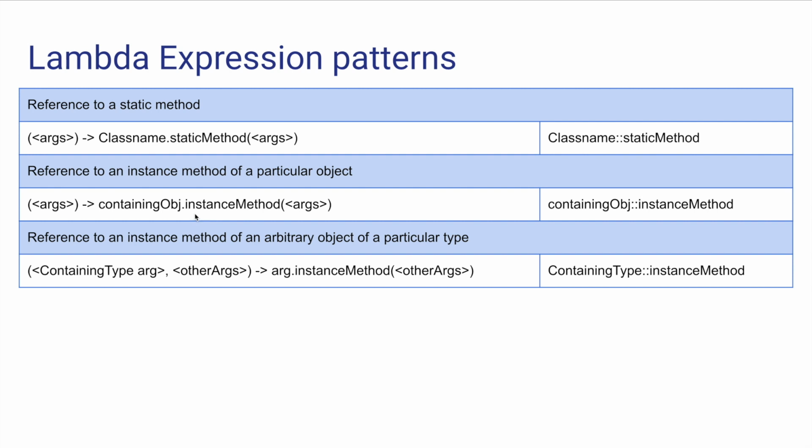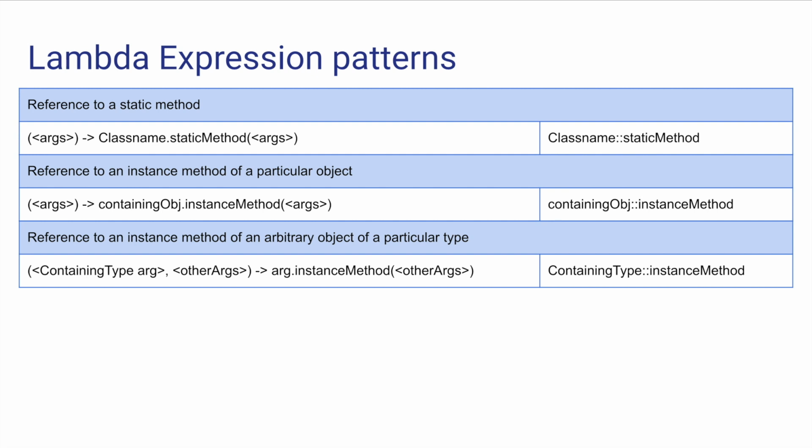Pattern number 3. Reference to an instance method of an arbitrary object of a particular type. So here, if we are calling an instance method of argument number 1 and passing the remaining arguments from the argument list, it can be replaced by Type::instanceMethodName. Here, argument number 1 is the arbitrary object because we haven't declared or initialized it somewhere.